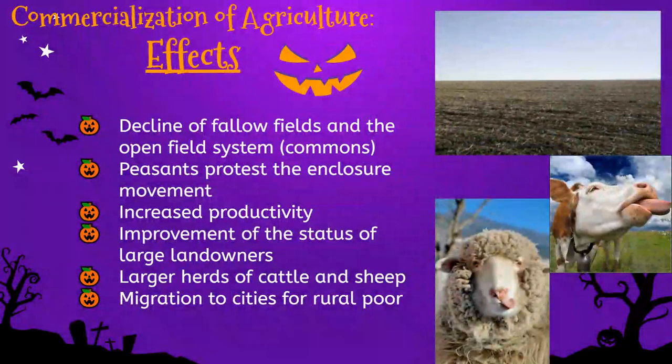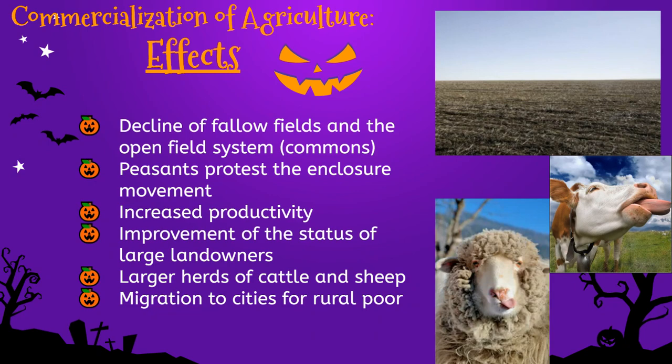Now let's talk about some effects of the commercialization of agriculture. Again, the decline of the fallow fields and the open field system. So the open field system is the idea of the commons, where everyone could use some area of land to farm, and we're not seeing that become as popular. So people are now having private farms. Okay, peasants are going to protest this idea, but they're not going to be very successful. So the idea to make it private farms is called the enclosure movement.